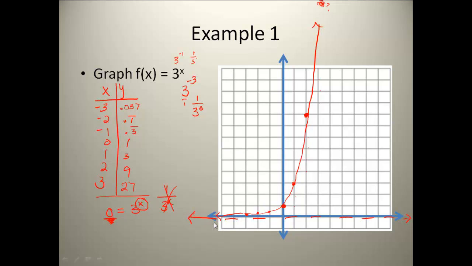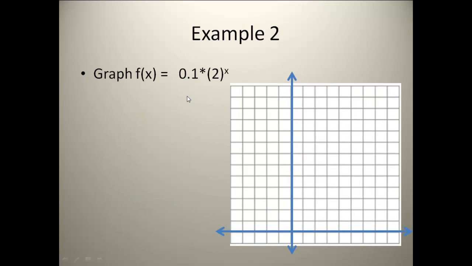So that's our first graph for our exponential function. Okay, here's our second one. We have 0.1 times 2 raised to the x. I'm still going to do a table of values, so I'm going to start with my xy chart, and I'm going to do my -3, -2, -1, 0, 1, 2, 3.